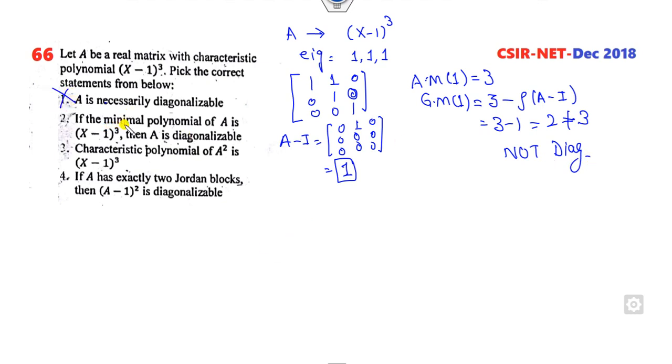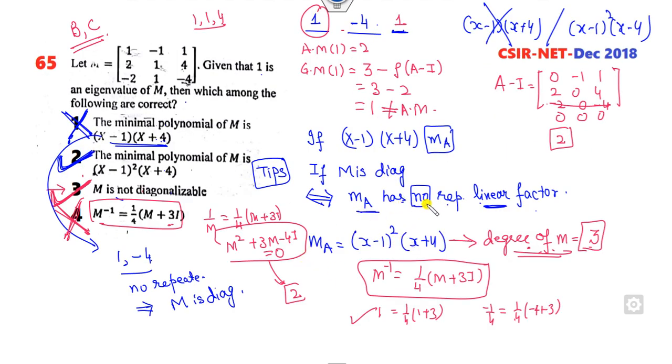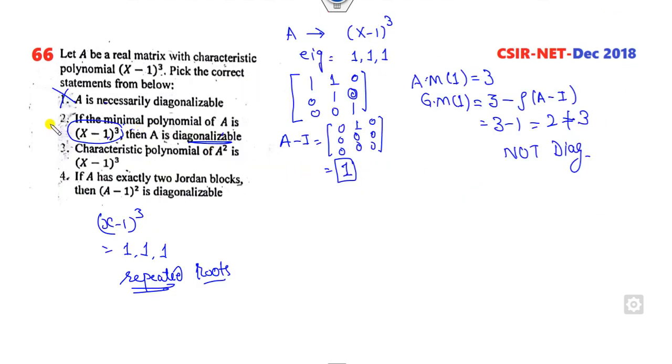Similarly, if this is my option, if M minus 1 cube, what is the meaning of that? It has repeated roots. But if it has a repeated root, is it diagonalizable? No, because if this is the minimal polynomial, it has a repeated root, but as per the remark we described here, M of A has no repeated linear factor, only then A is diagonalizable, but it is not here, so this option is cancelled.